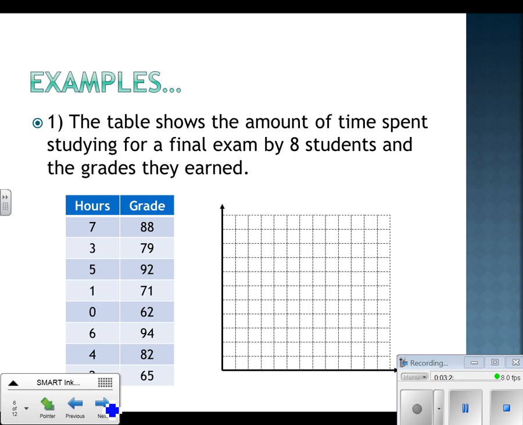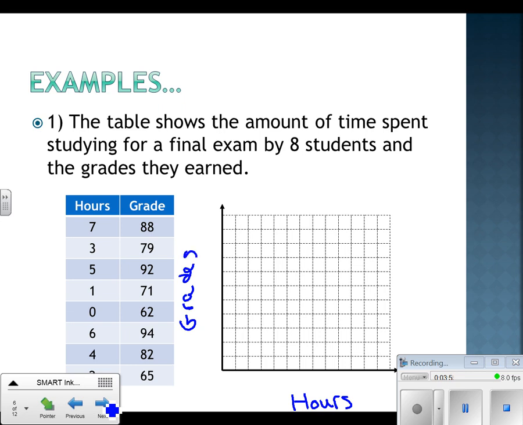Here we have a table that shows the amount of time spent studying for a final exam by 8 different students. And it gives us how many hours and their grade on the test. So we have all these ordered pairs, specifically 8 ordered pairs. On the x, we're going to use hours. We're going to label our x-axis hours. And then we're going to label the y-axis our grades.